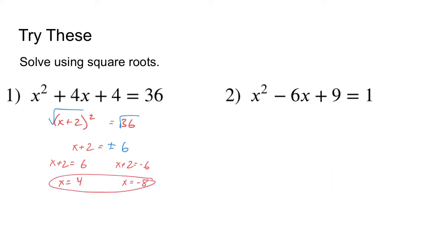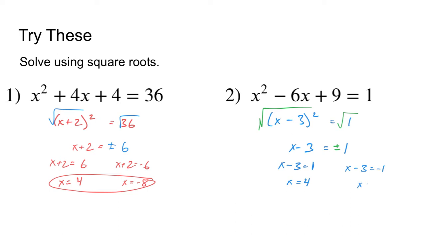What about number 2? Recognize that as x minus 3, the quantity squared equals 1. You'll take the square root of both sides. You'll get x minus 3 equals, again, that plus or minus, the square root of 1 is 1. So you'll have x minus 3 equals positive 1, and x minus 3 equals a negative 1. Add your 3 to both sides, you'll get x equals 4, and x equals 2 as your 2 possible answers.